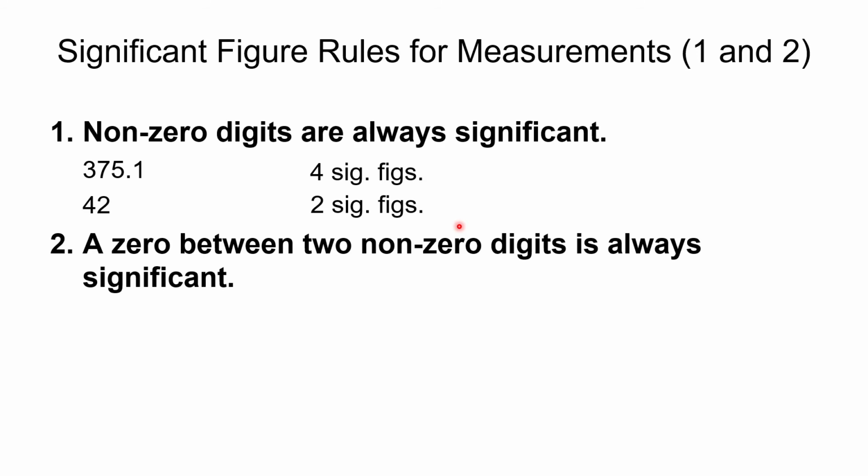A 0 between 2 non-zero numbers, or 2 non-zero digits, is always significant. So for example, here we have 909. That 0 is significant. So the 9 and the other 9 and the 0 are significant. That's 3 significant figures. For the next one, 2.006, the 2, the 6, and the 2 zeros in between, that would be 4 significant figures. All right, those 2 are easy.